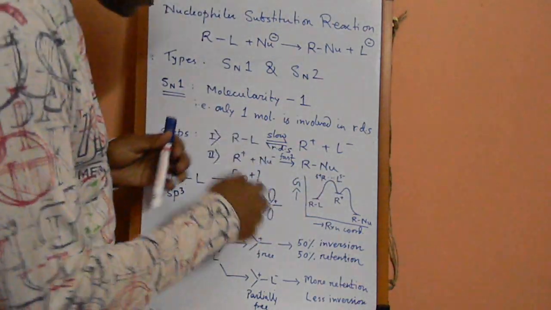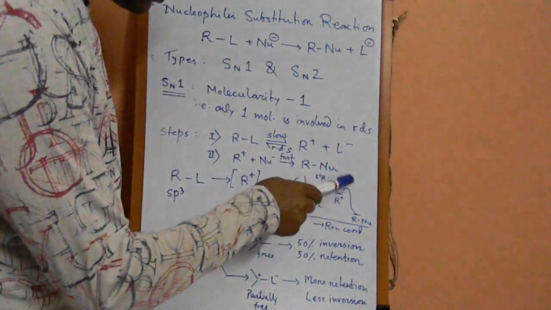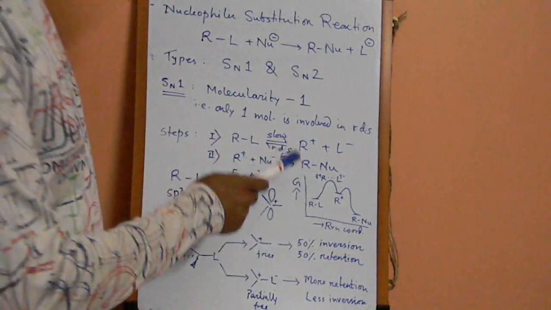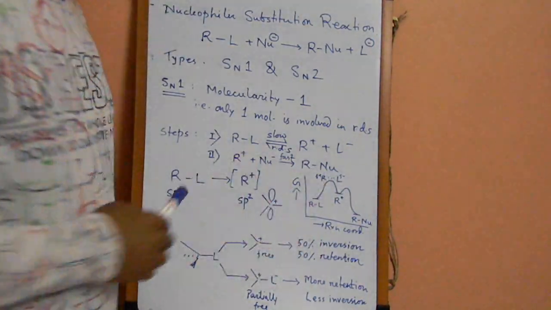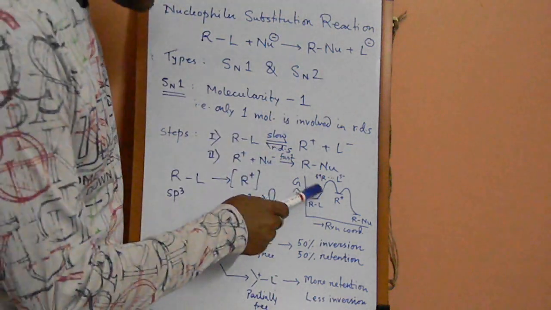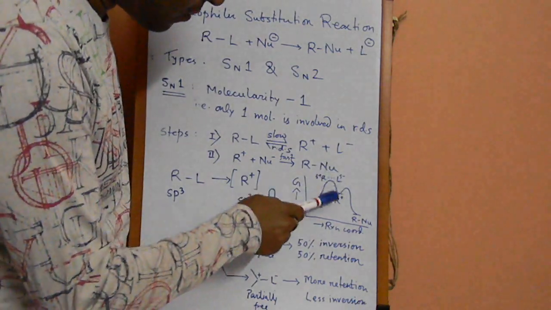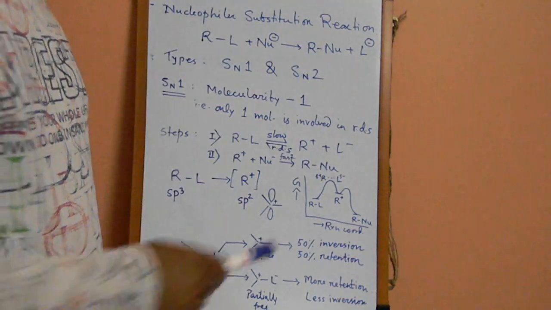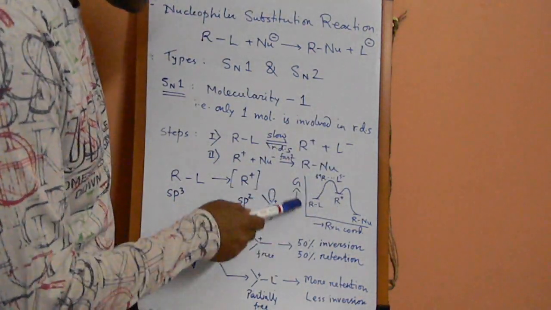In such an endothermic reaction, the structure of the transition state will resemble that of the end product, that is R plus in the first step. So it is very important that the transition state of this carbocation forming step is very crucial, and it is more like a carbocation rather than a neutral one.